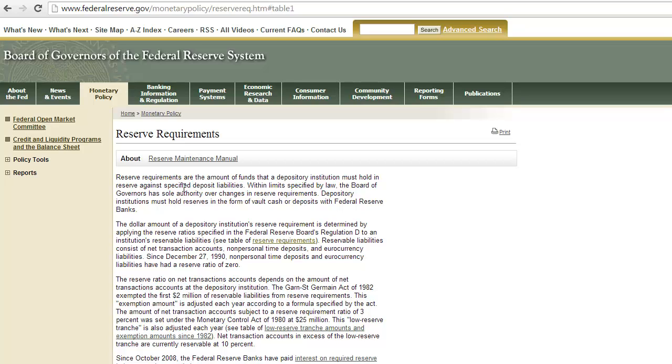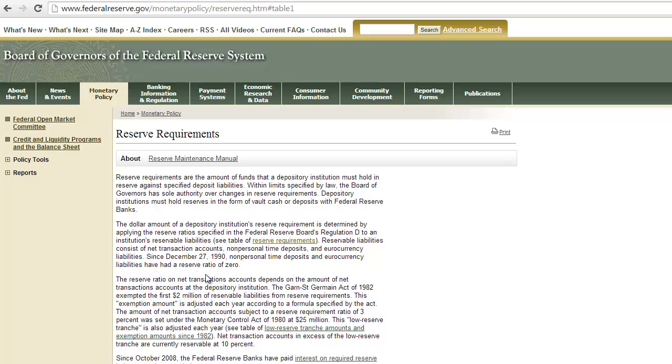Within limits of the law, the Board of Governors of the Federal Reserve has sole authority over changes in the reserve requirements. Depository institutions must hold reserves in the form of vault cash, right? So this is the actual vaults that banks have, and they must have a certain amount of cash in that vault, or deposits with the Federal Reserve banks. Those are the 12 Federal Reserve banks that we've discussed previously.